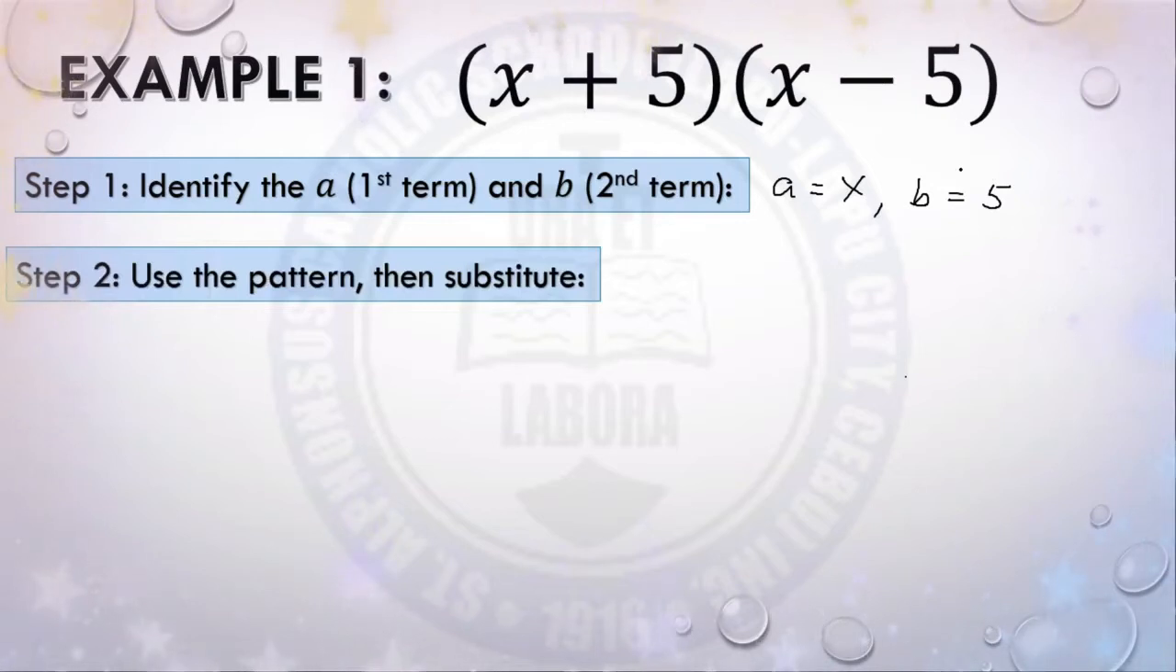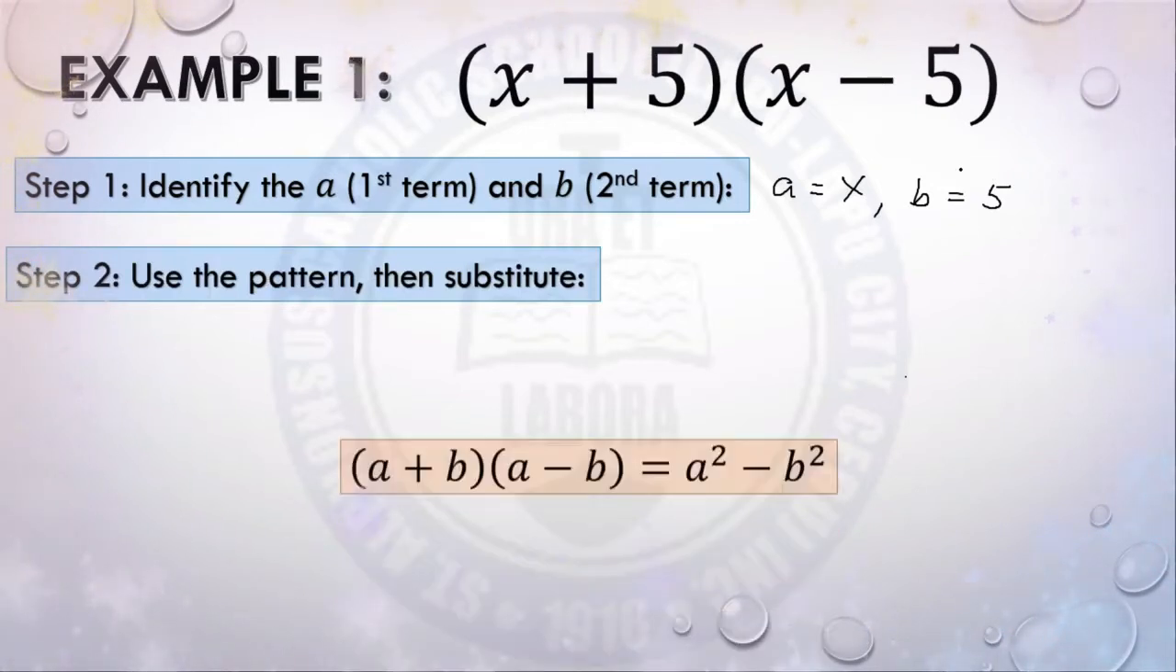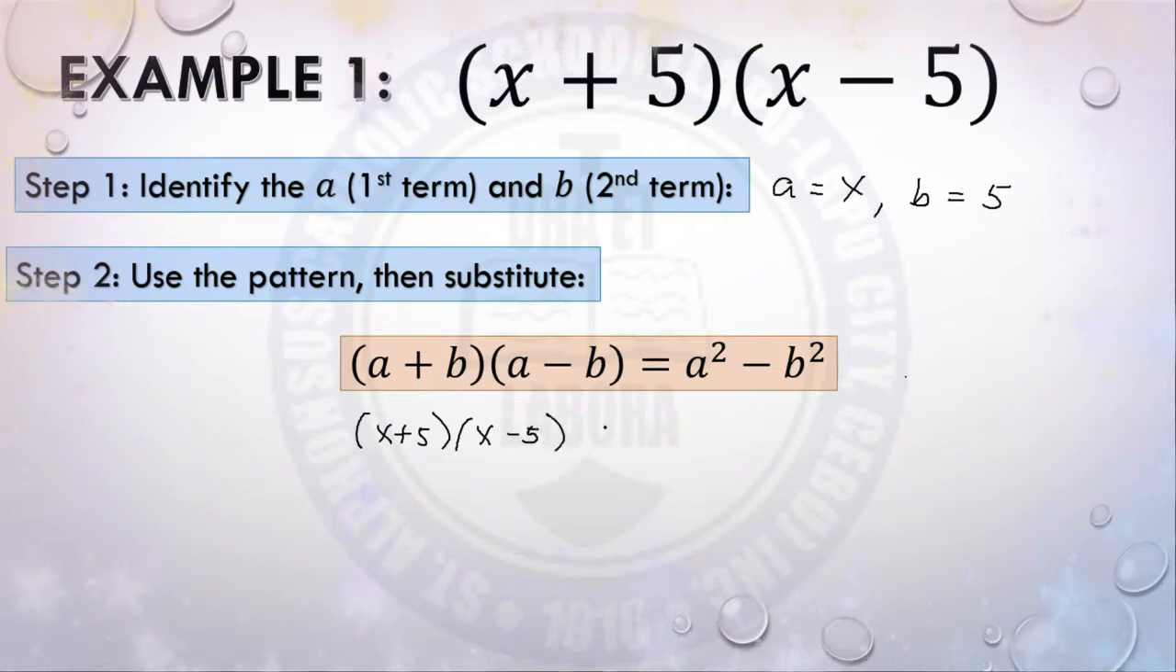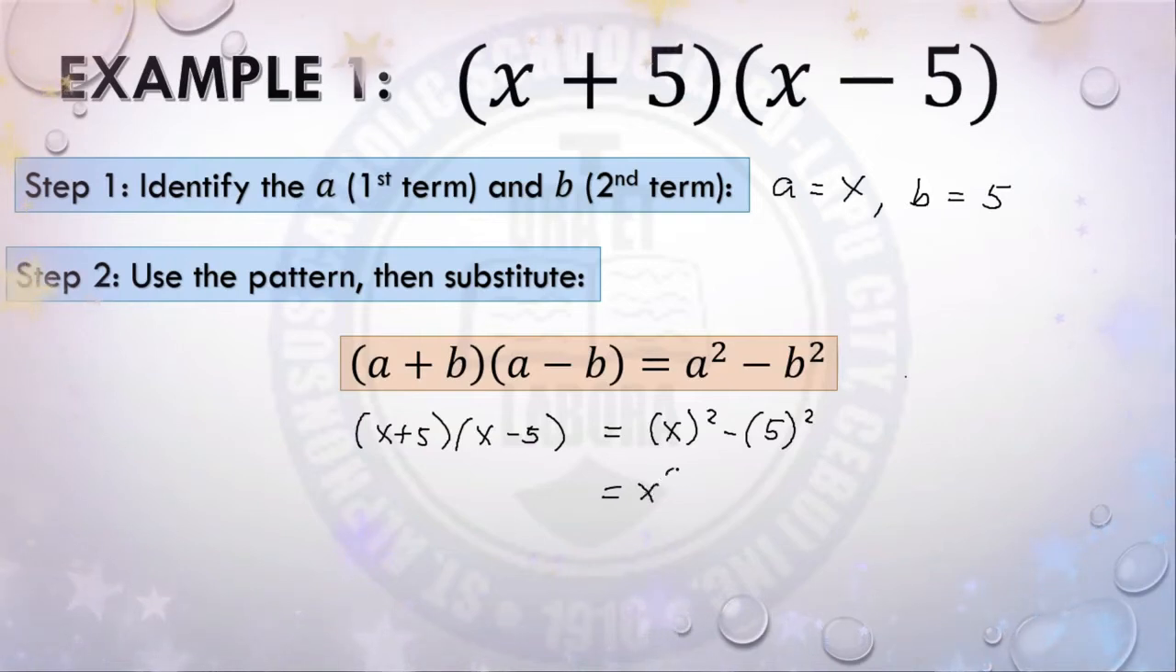Use the pattern, then substitute. The pattern is a squared minus b squared. So, if the given is x plus 5 and x minus 5, we will just substitute x to A and 5 to B. Then simplify. It will become x squared minus 25. As easy as that. And always box your final answer.